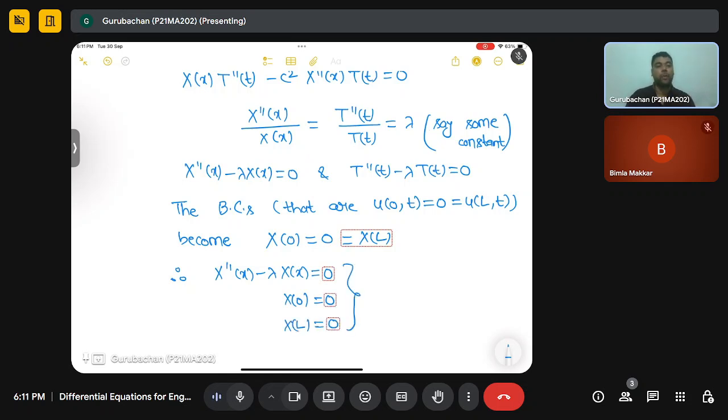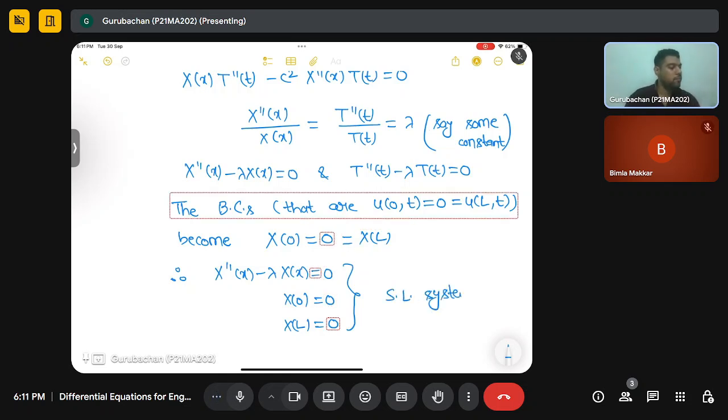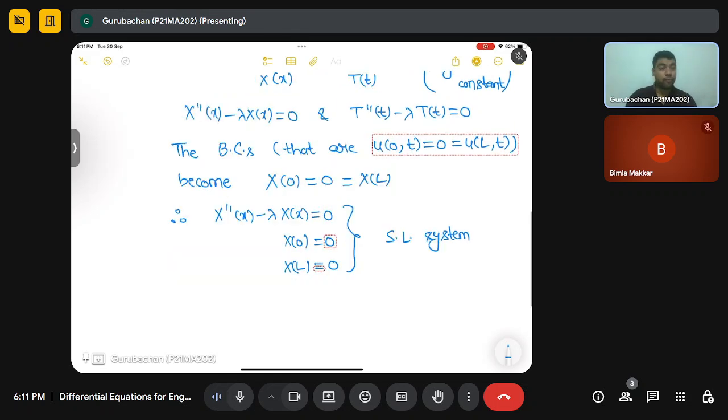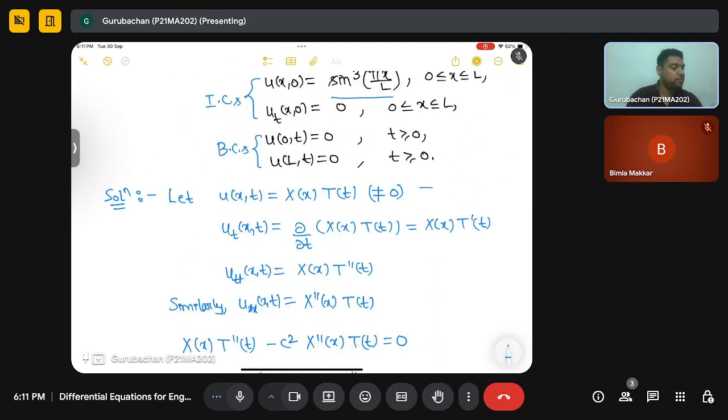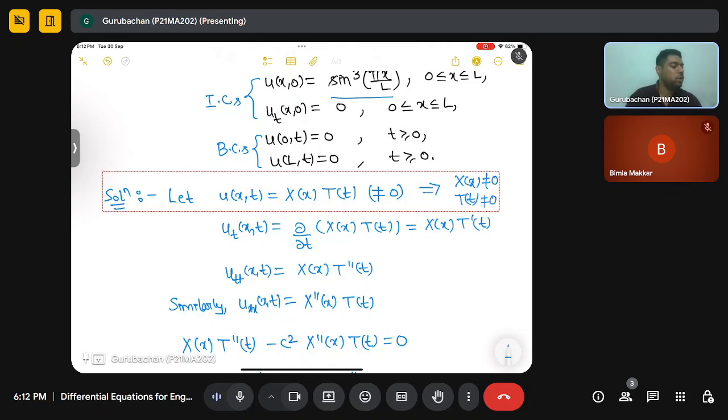So this is our familiar equation. This is some Sturm-Liouville system, and we know how to solve the Sturm-Liouville system. And from here also we want X of x to be non-zero, and moreover this itself implies that X of x should be non-zero. Simultaneously this should also be non-zero, this and this, for all x and for all p.